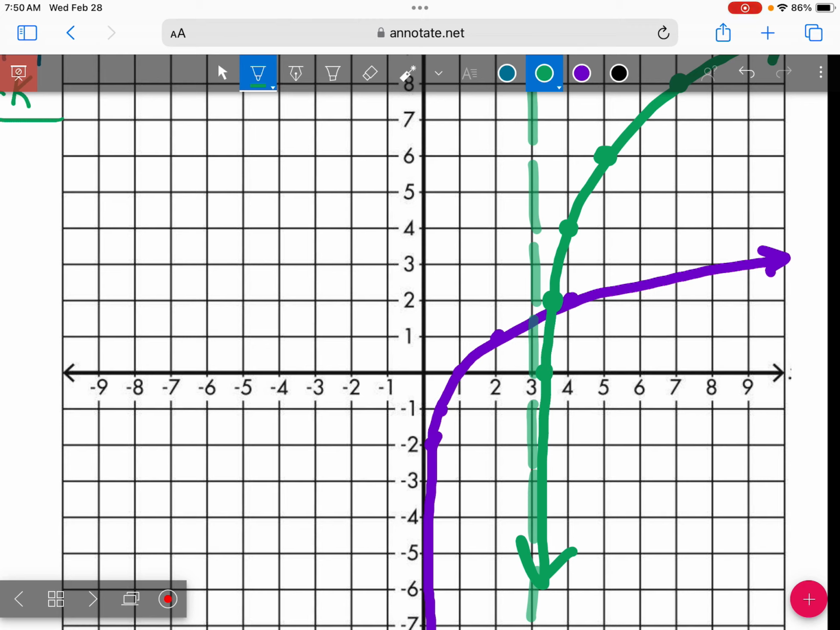That A value of 2 has really taken this purple graph and grabbed on it, stretched it up. So our last piece on this one is to find our domain and our range.